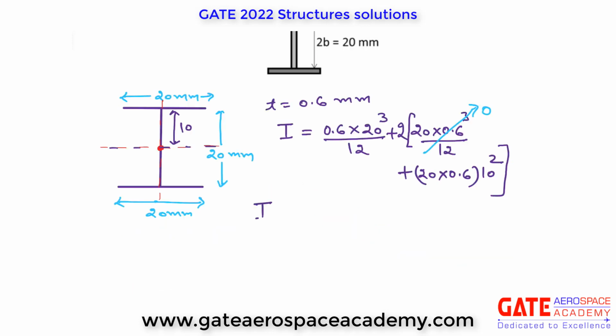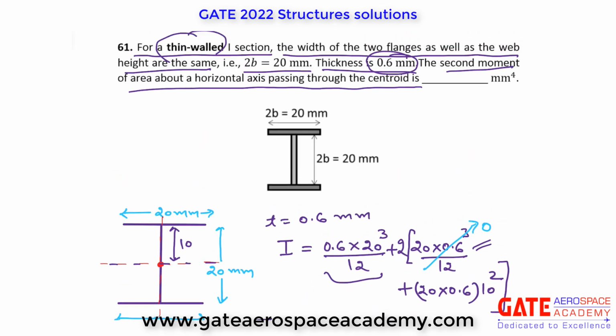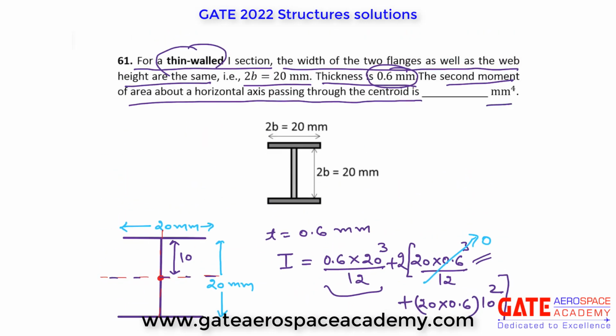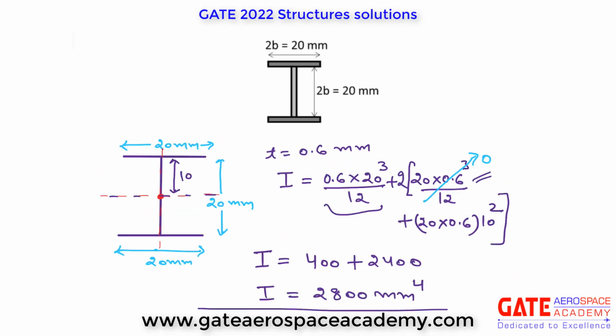So I, moment of inertia, will be equal to, so this term is 400 plus this term is 2400. We are neglecting this. Even if we are not neglecting, we will get the correct answer. It will vary slightly, so we can neglect it. So I will be equal to 2800 mm raised to 4, right? So they are asking in mm raised to 4 only. The answer will be this.